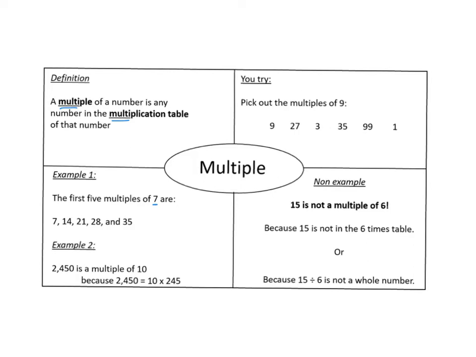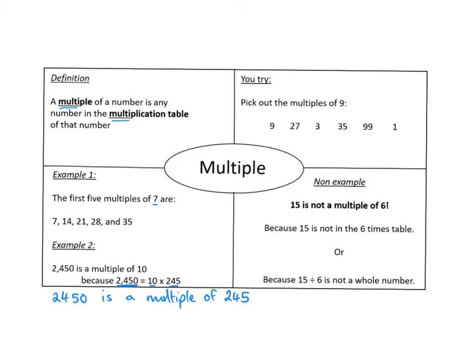Example 2. 2,450 is a multiple of 10, because 2,450 is 10 times 245. So because this is the answer when these two numbers are multiplied, then 2,450 is a multiple of 10. We could also say 2,450 is a multiple of 245. It's both those. It's a multiple of both of them.